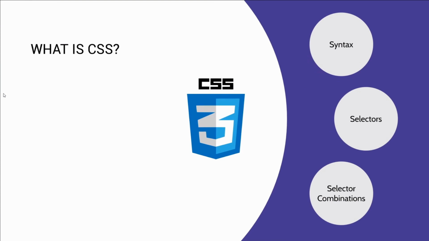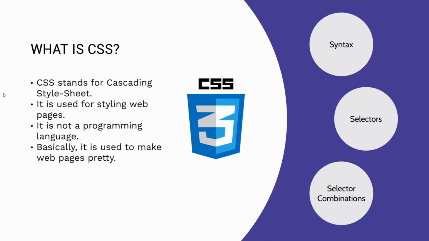Alright, let's dive in. What is CSS? CSS stands for Cascading Style Sheet. It is basically used for styling of your web pages. Beware, like HTML, CSS is not a programming language. The main task that CSS has is to make your web pages pretty and user-friendly. It takes your HTML elements and applies attributes to it like text color and a background to make it look better.